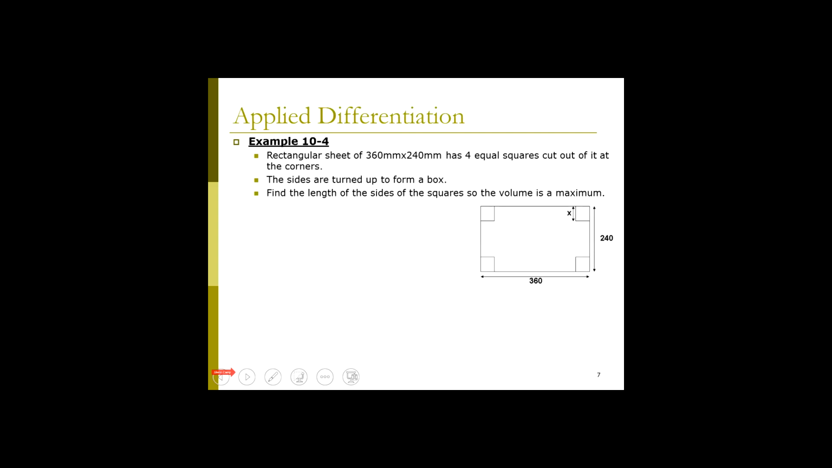So here's the problem. We have our dimensions for the sheet, 360 by 240 millimeters, 4 equal squares, and again, x is going to be the same value for each of these, and then the sides are turned up to form a box.